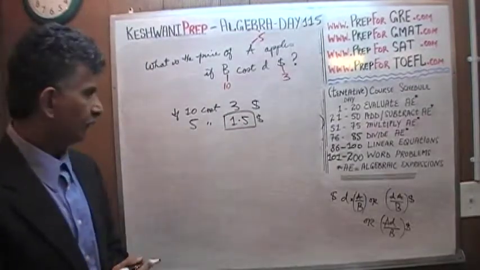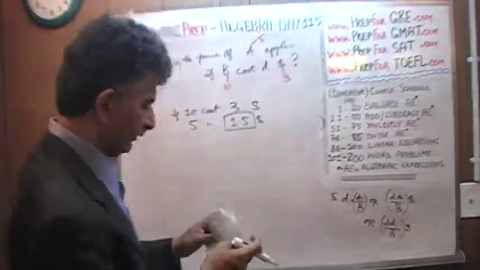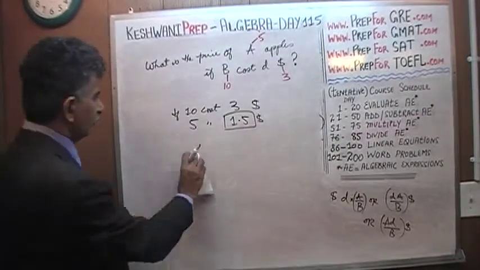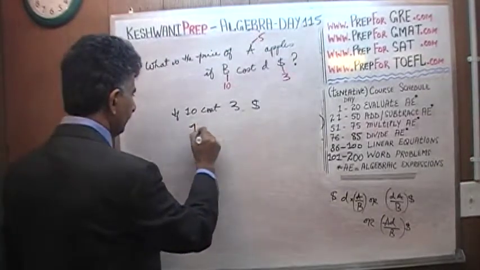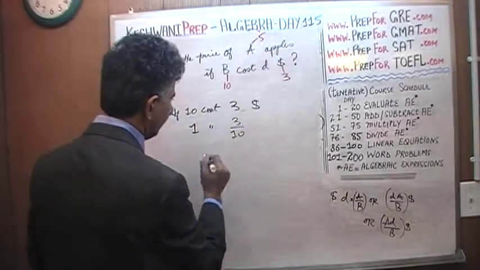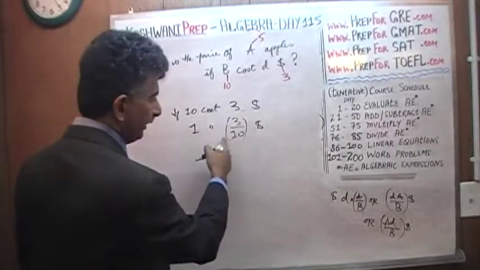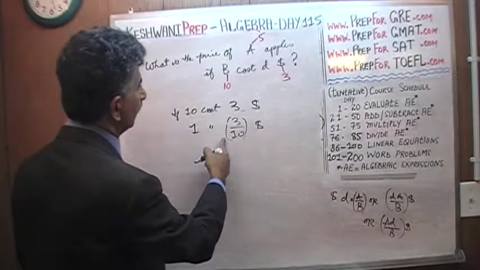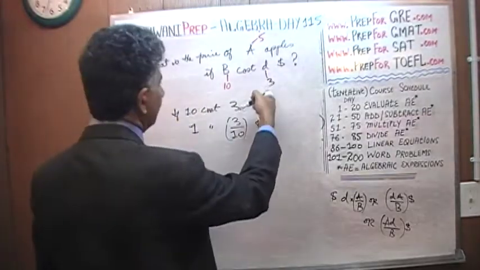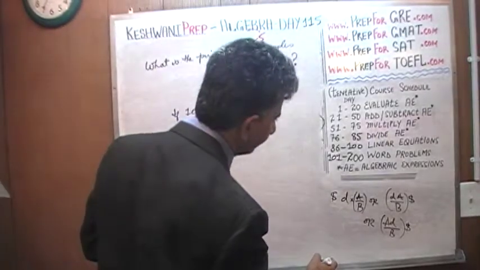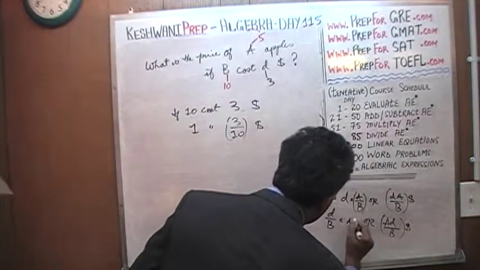I'm not going to show all the work. Of course it's $1.50. Where is the $1.50 coming from? Here's the logic. If somebody insists that you show the work, this is how you would show it. 10 costs $3, so 1 should cost 3 over 10, just like we did before, except we were dealing with variables. That 3 over 10 is D over B. Oh, I never wrote that as D over B. D over B times A.